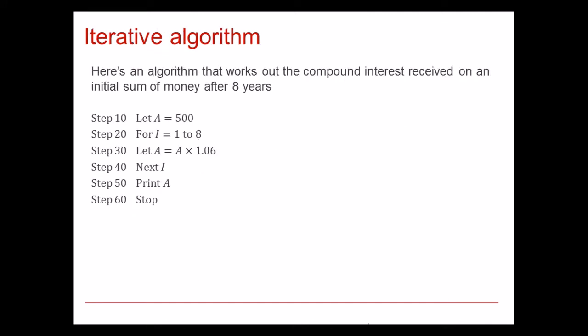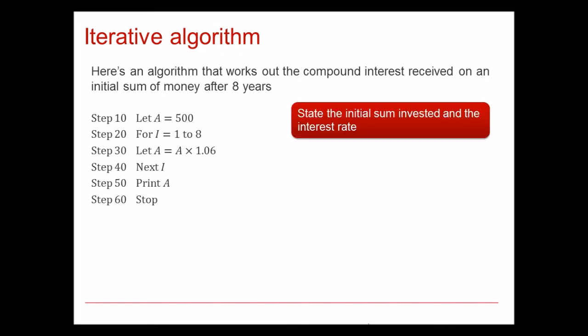Here is an algorithm that works out the compound interest received on an initial sum of money after 8 years. You will note that it is of an iterative nature. In other words, it's looping to repeat some part of the code. For example, for step 20, for I equals 1 to 8, when we get to step 40, it says next I. So in effect, we loop back to step 20. You should be able to see that the initial sum invested was 500, let's call them pounds, so £500, and that the interest rate is 6%. We can extract this information from the algorithm from step 10 and step 30.